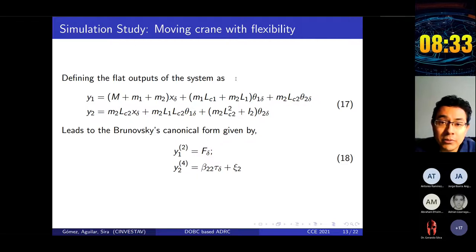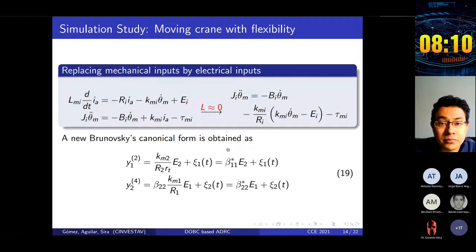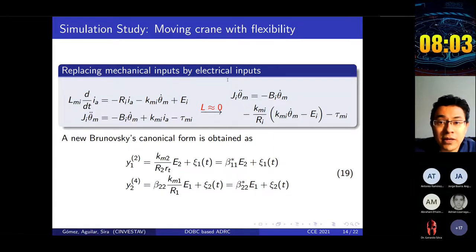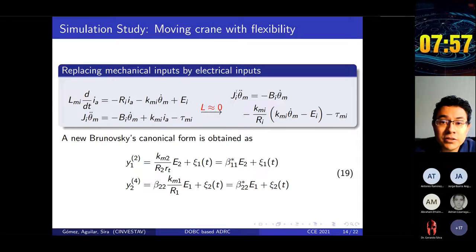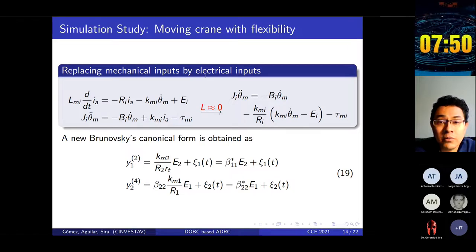As the linearized system is controllable, a pair of flat outputs can be found. These flat outputs allow us to obtain the Brunovsky canonical form as seen in equation 18. We could have applied the scheme at this point. However, to demonstrate the robustness of the scheme, we decide to replace these mechanical inputs by motors. So, considering the classical DC motor equations as presented on the left, it's possible to make a traditional neglection of the inductance, which leads to a single differential equation. If we replace these dynamics into the Brunovsky canonical form, we obtain a new canonical form presented in 19.